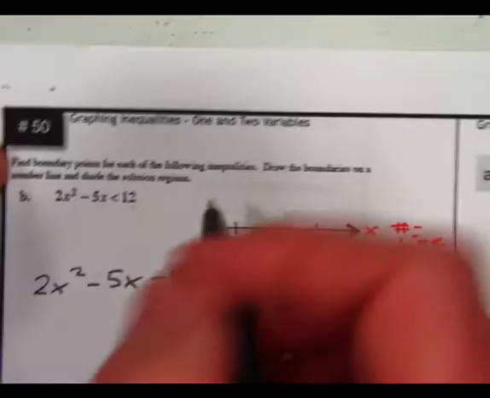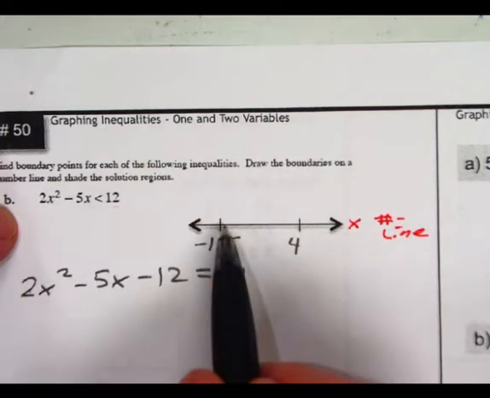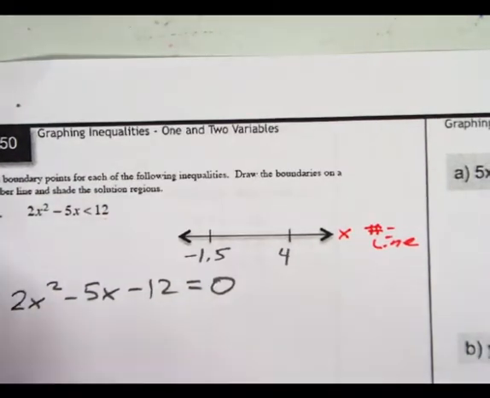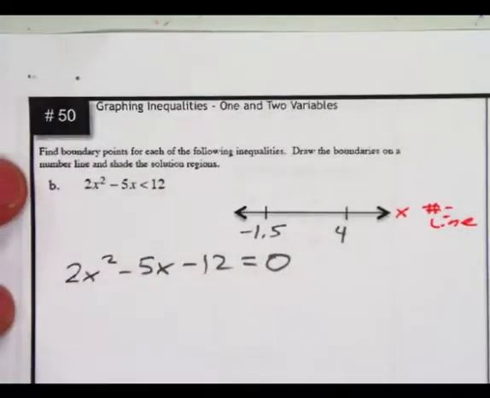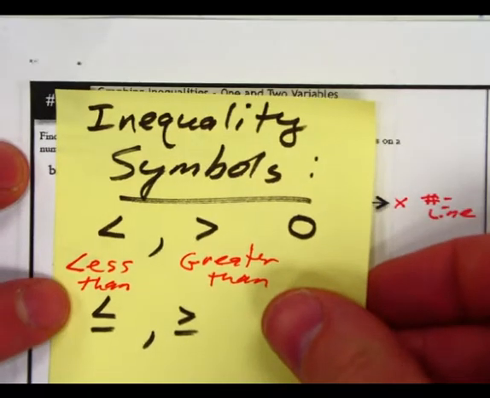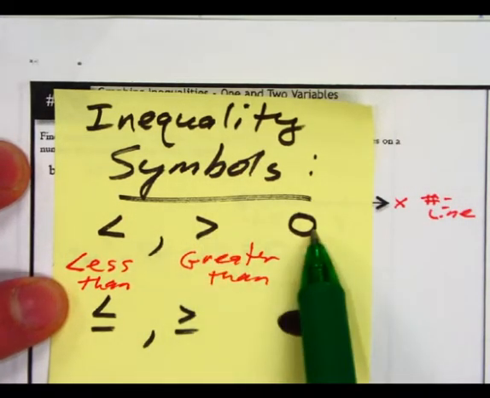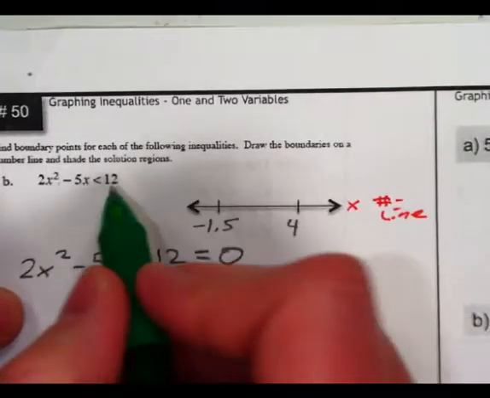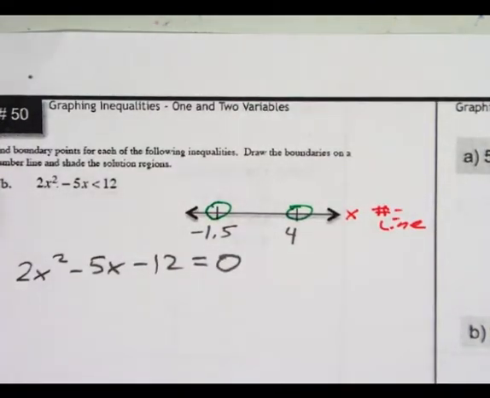So I go over here and I put marks at 4 and negative 1.5. Now you notice I didn't put a dot yet, because I have to pay attention to the symbol. The symbol that I have here is a less than symbol. Going back to our inequality symbols, with less than and greater than, that's an open circle. With less than or equal to or greater than or equal to, that's a closed circle. So I'm going to have open circles at each of those points, and then this is where you decide how you're going to shade.